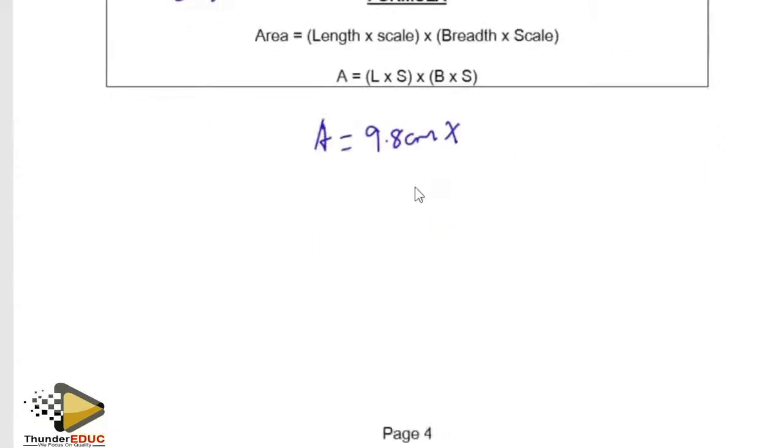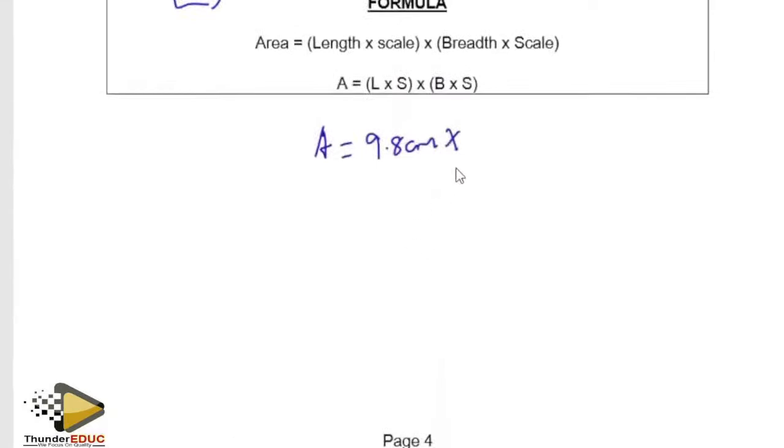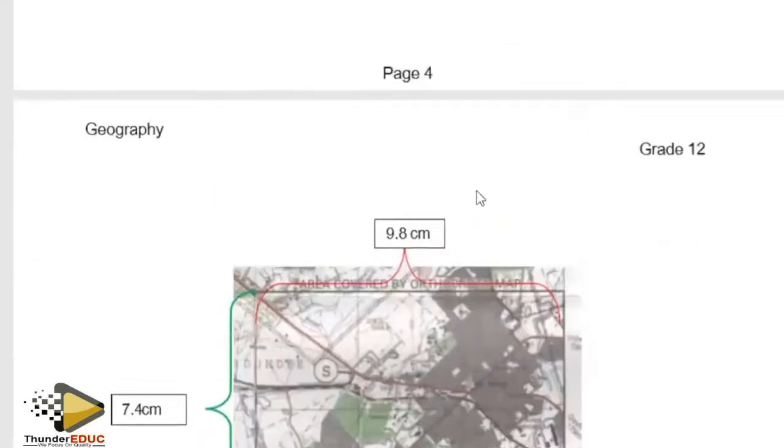What is the scale? Which map am I using? I'm using a topographic map. What is the topographic map scale? The topographic map scale is 50,000. Put it in brackets. Remember, this is also in centimeters. Put in brackets, times. What is B? The value for B is 7.4.